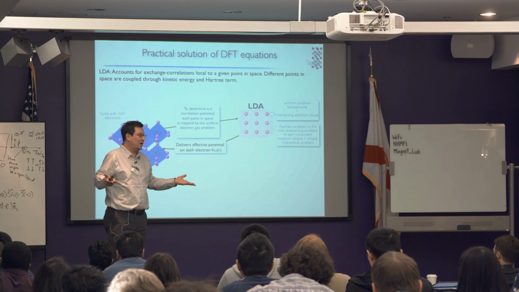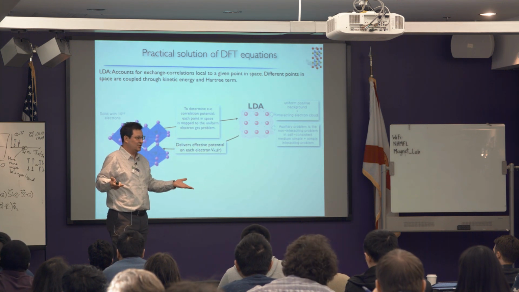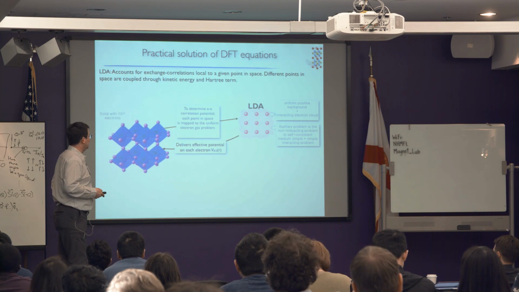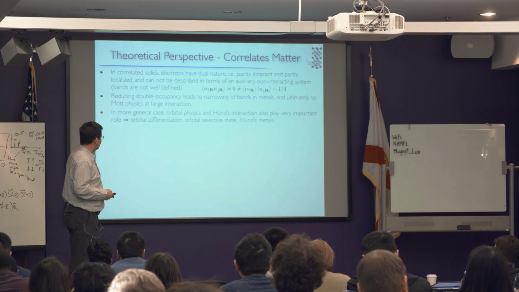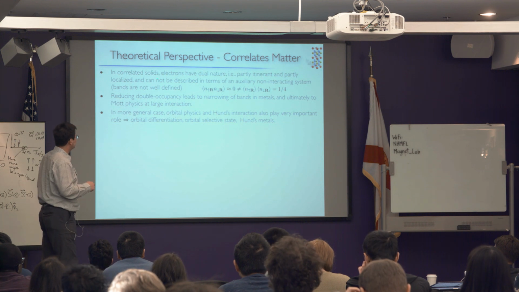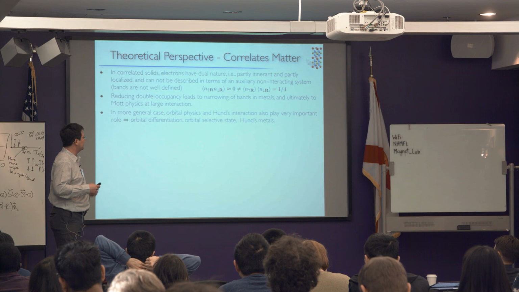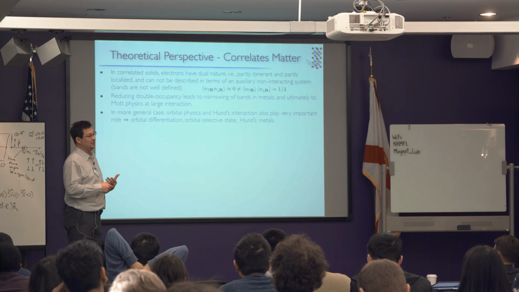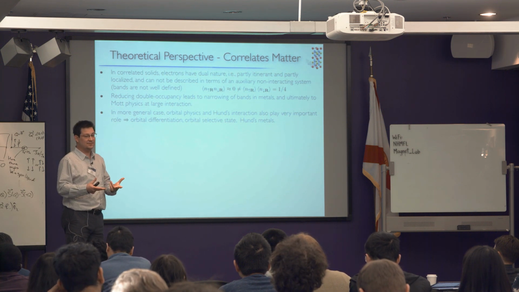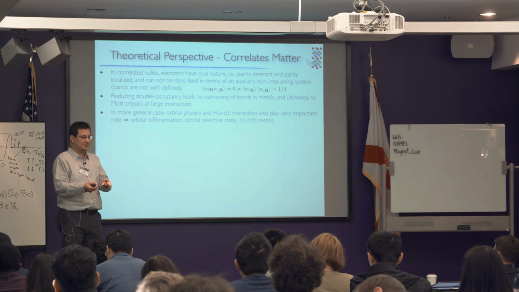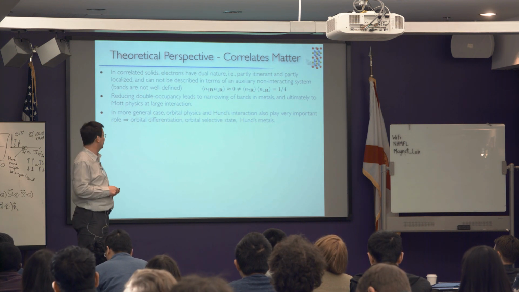They're just one possible approximation for your bands, which is the most local one, okay? So, yeah. Now, in correlated solids, as I discussed, electrons have dual nature. They're partly itinerant and partly localized, and cannot be described in simple terms with an auxiliary non-interacting system. So we need an auxiliary system which does take into account some interactions, local ones in particular.